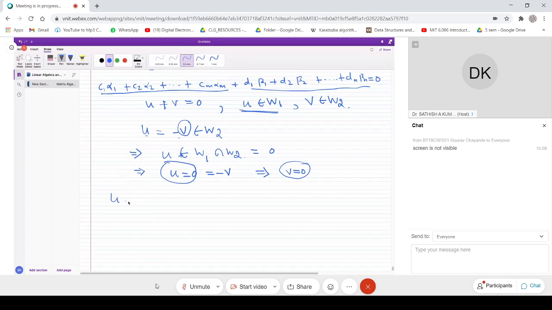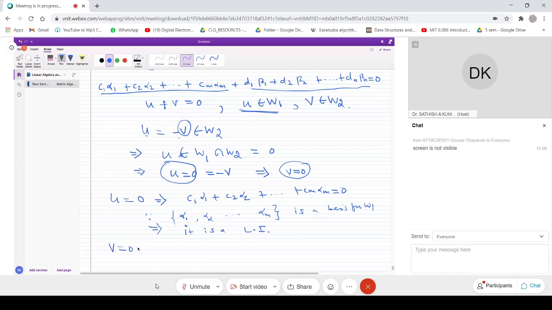So u and v are 0 means what? U equal to 0 implies that what? U is nothing but c1 alpha 1 plus c2 alpha 2 plus etc. cm alpha m equal to 0. But since alpha 1, alpha 2, etc. alpha m is a basis for w1, which implies that it is a linearly independent set.